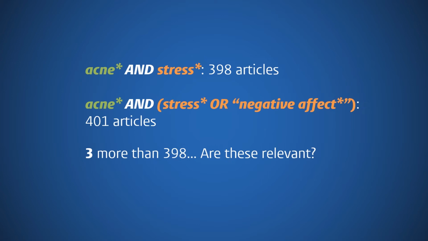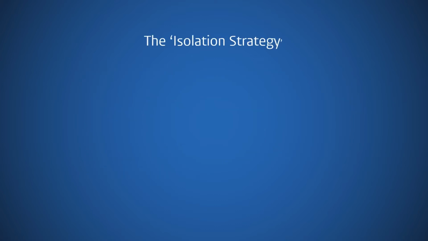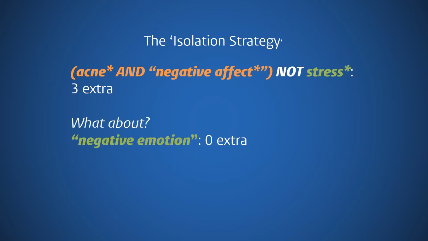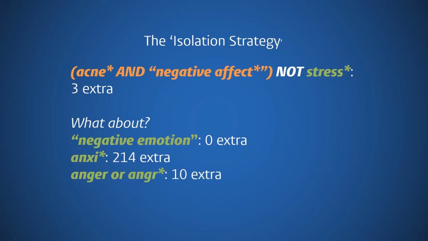And here an important strategy comes to help, the so-called isolation strategy. Let's see how it works. You combine acne with the new keyword negative affect, but exclude the initial keyword stress, and then you find exactly the extra 3. You can now easily check whether they are relevant, which by the way was not the case. With negative emotion, we don't get anything. But anxiety-related keywords yield a lot, an extra 214, of which probably 30 will be relevant. And with anger-related keywords, we get 10 extra.